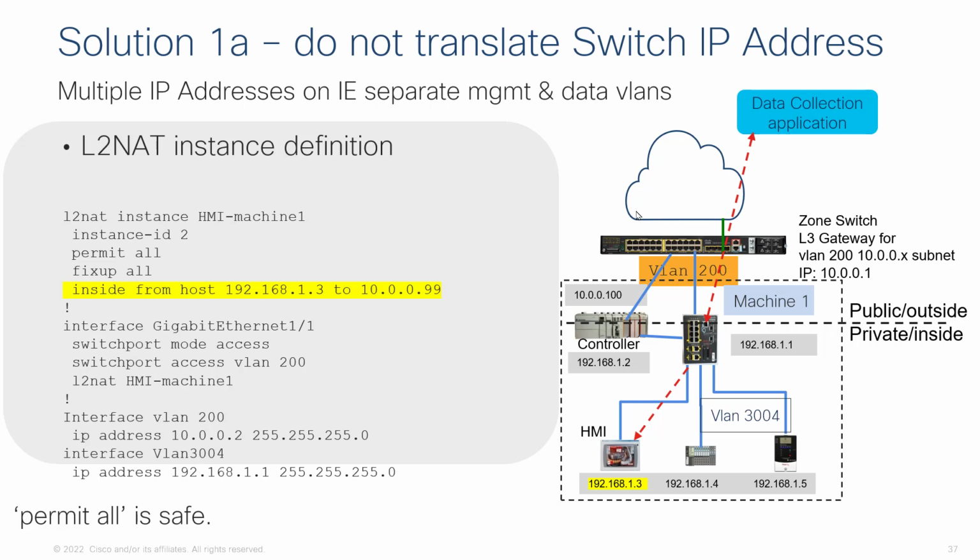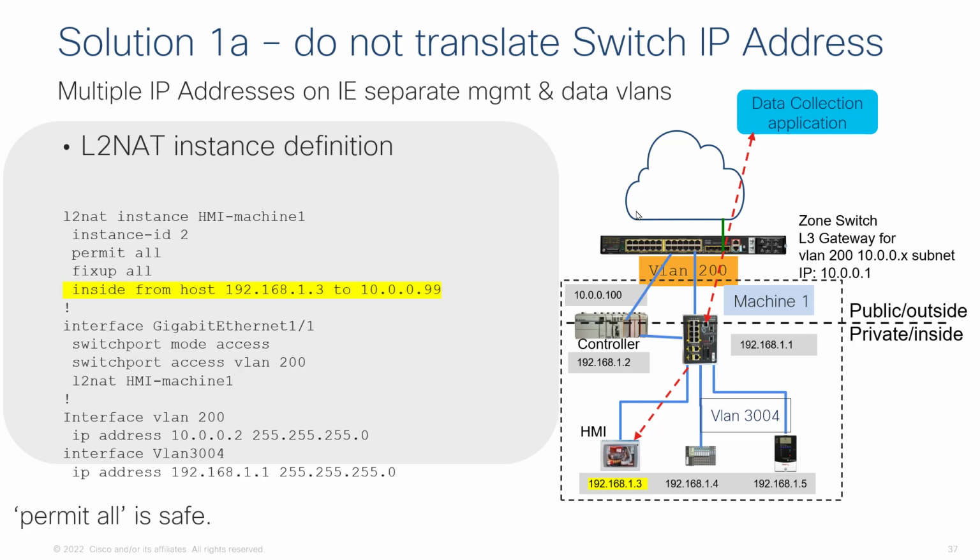Looks like this. So if you note the highlighted one, we now only have a single rule, a single host rule in our layer 2 NAT instance, and that is for the HMI itself.